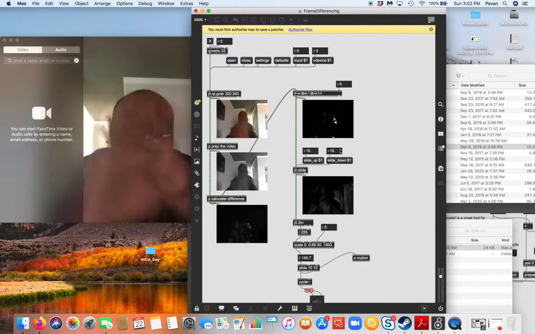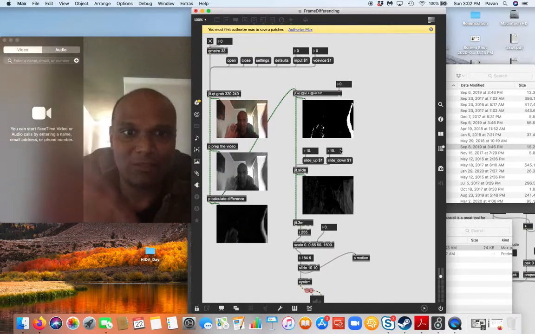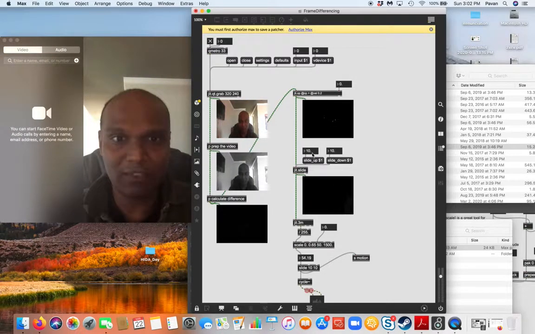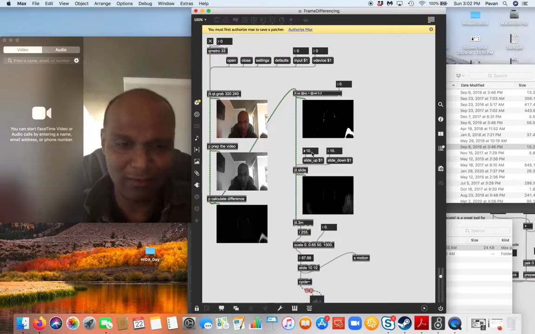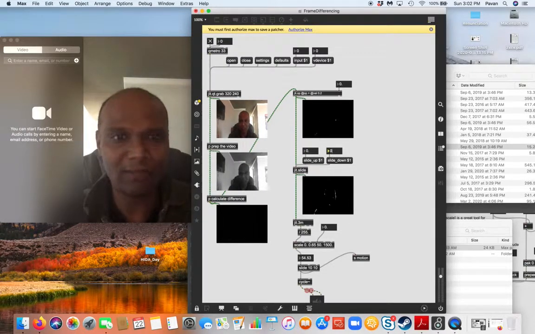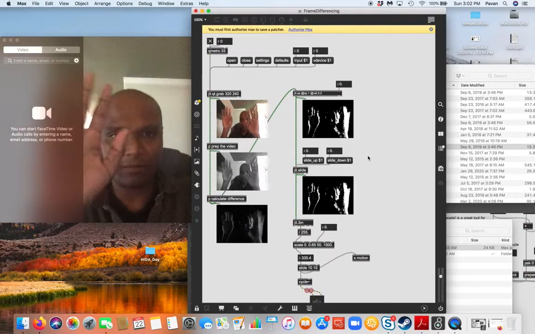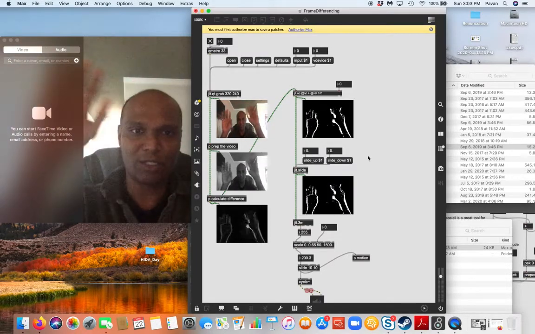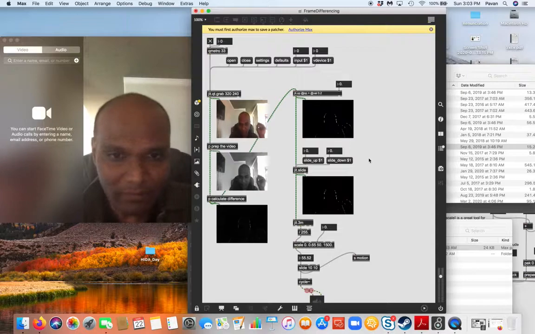Sometimes this ghosting effect is useful. Sometimes it's not useful. So for the purposes of this exercise, let's not do the ghosting effect. Let's say no slide, do nothing. So it's almost like instantaneous movement shows up. There is no ghosting happening.